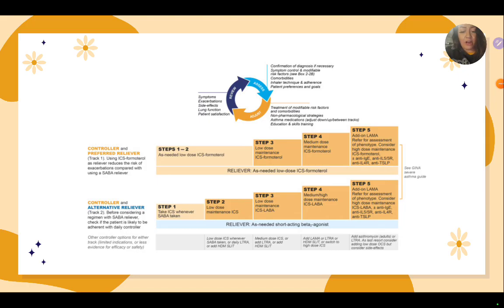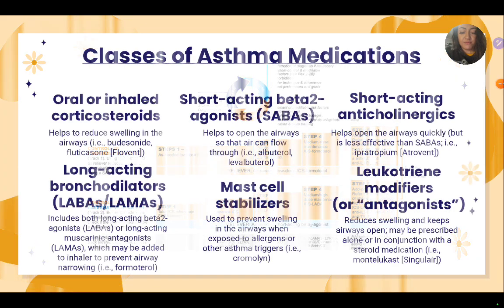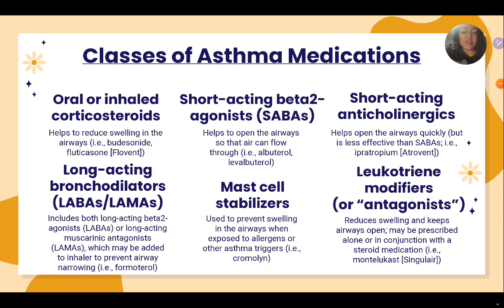When titrating up therapy, it's also important to remember to address any modifiable environmental risk factors and other comorbidities alongside adherence to the patient's regimen and appropriate inhaler technique. I won't go into the specifics of each class of asthma medication, but wanted to include this slide so you guys could read it on your own time if you'd like.